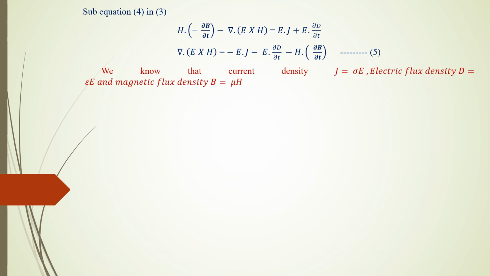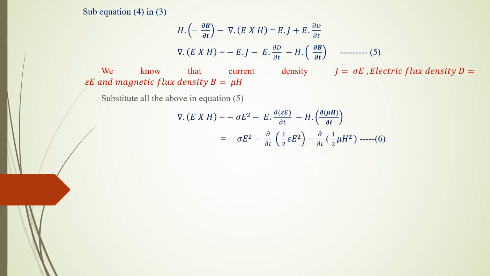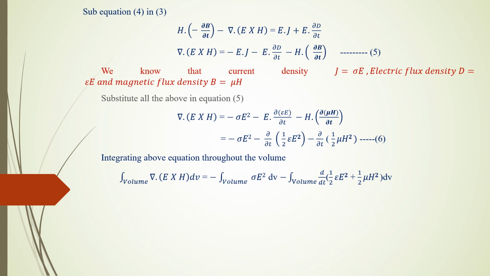We can rewrite this equation, and finally we get the terms on the right side of equation 5. It is E dot J, where J is the current density, D is the flux density, and B is the magnetic flux density. Substituting all these values into the equation, we get minus del dot E cross H is equal to sigma E square plus E dot dou by dou t of epsilon E plus H dot dou by dou t of mu H.